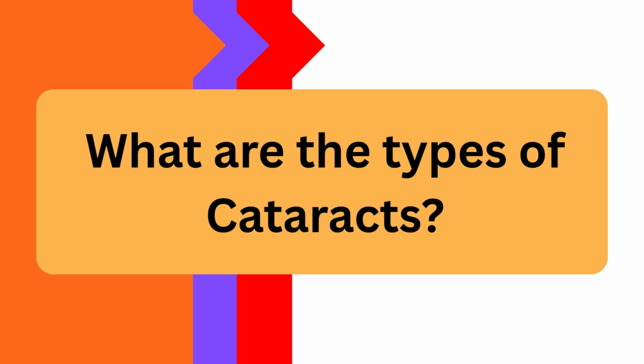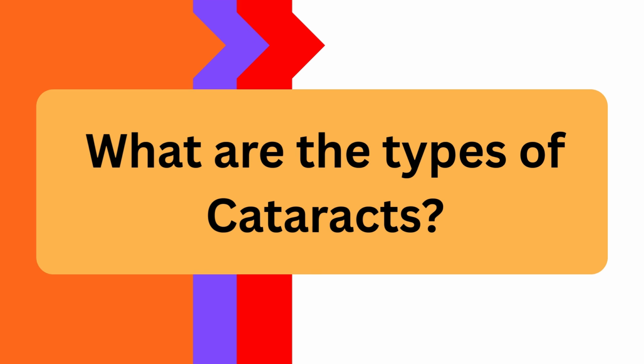Okay, so what are the different types of cataracts? Coming to the various types of cataracts, they can be classified as follows. First one is congenital cataract. That is, the baby gets cataract by birth for various reasons, like it may be genetic or some metabolic disorders or infection of the mother during pregnancy.